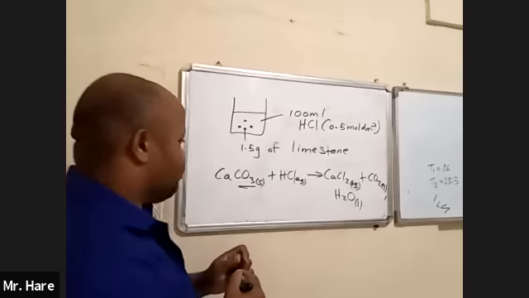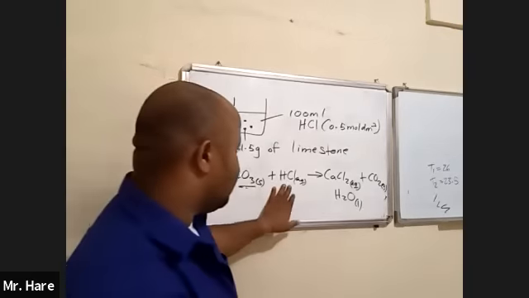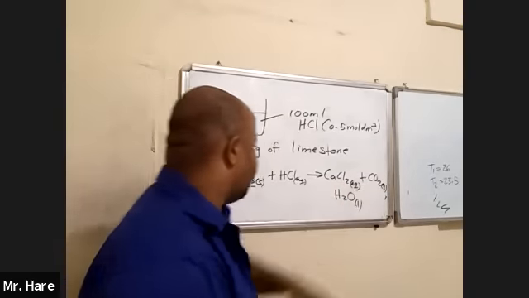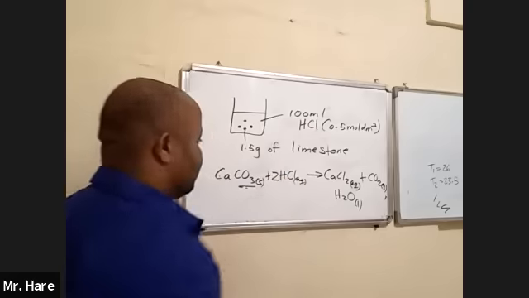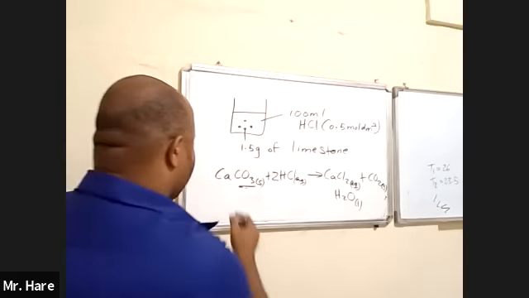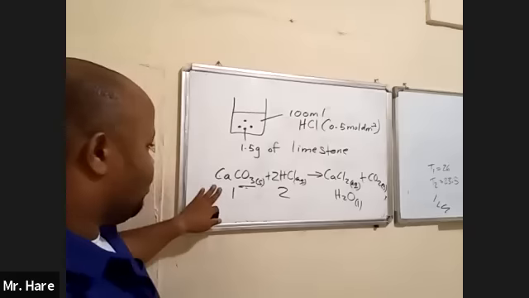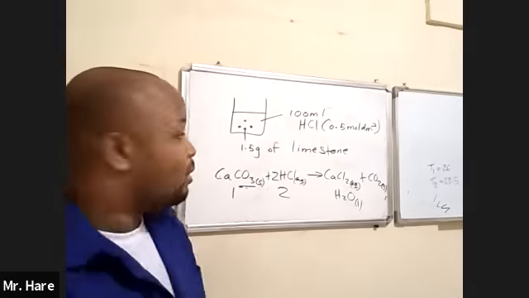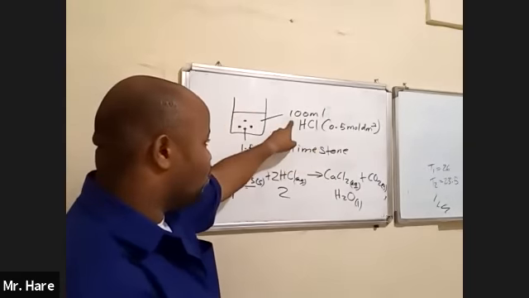So it is kind of pretty straightforward, right? You react calcium carbonate with HCl, you get calcium chloride and CO2 and water. You balance your equation and you can just easily use mole ratio, right? To get the mole of calcium carbonate. Because what? You know the concentration of HCl and you know the volume.